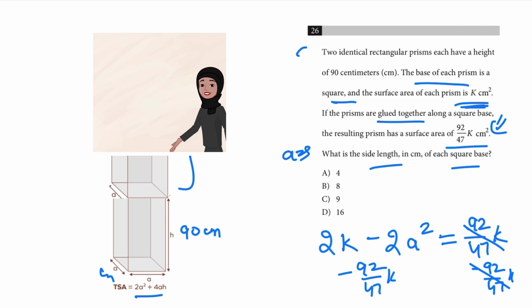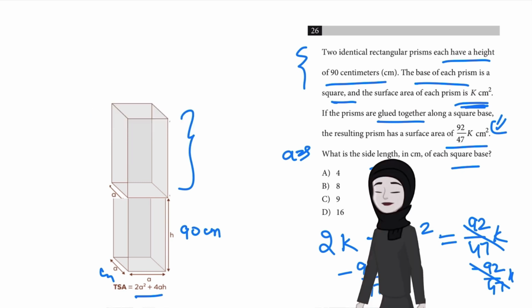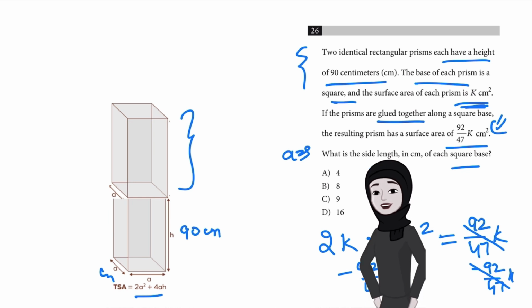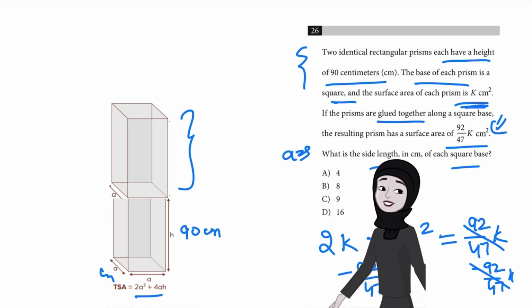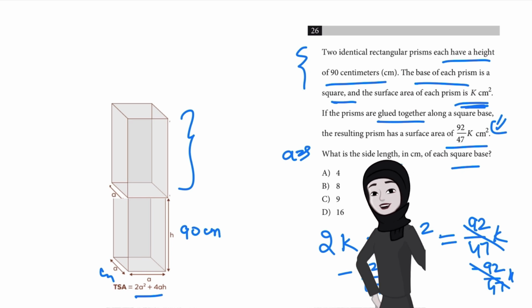Now what is also given is that the height of each rectangular prism is 90 centimeters. That is also given. The side length of each square base is a centimeters, which I just solved for in terms of k. It follows that the area of each square base is a squared centimeters squared, and the area of each lateral face is 90a centimeters squared.